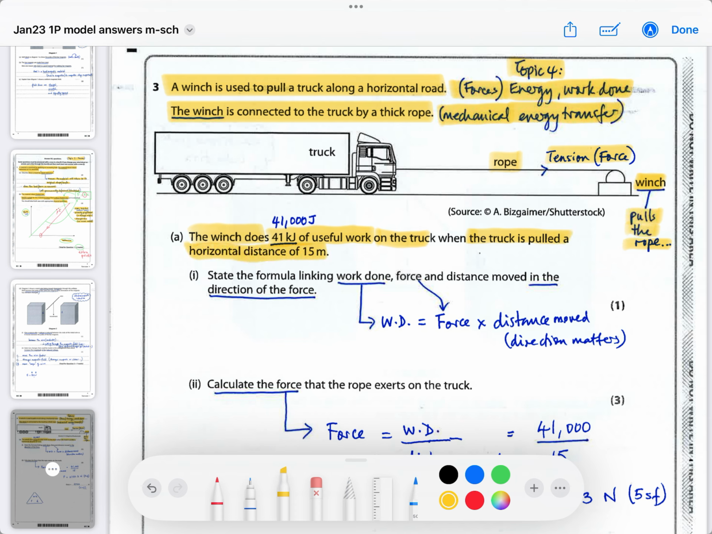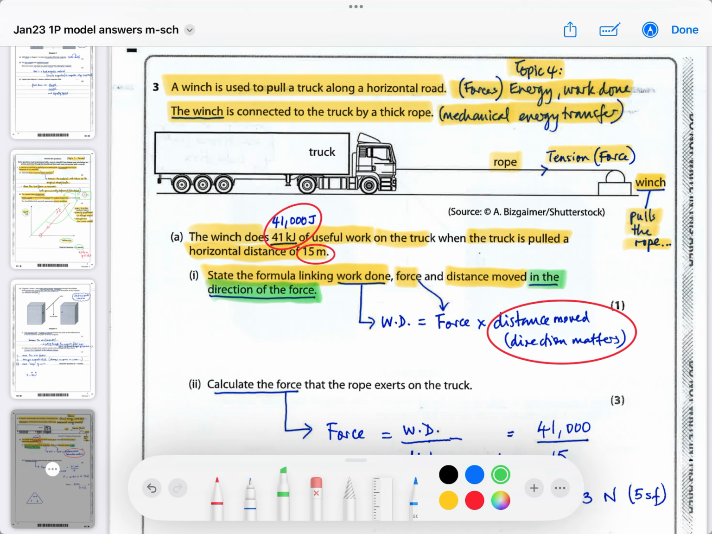Okay. Now when work is being done, the distance must be in the direction of the force. Direction matters when we're doing work. Okay, and 41 kilojoules means 41,000 joules. Now they want you to state the formula linking work done, force and distance moved, and here you can see they are highlighting the fact that the direction is crucial.